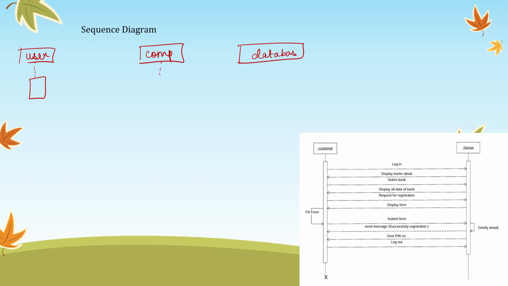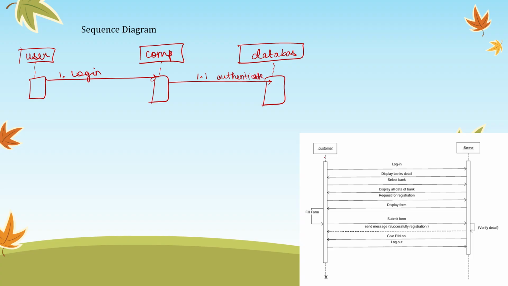So we'll draw these lines first. These show the sequence of operations. Like first of all, what will the user do? The user will log in. Then after that, 1.1 authenticate.